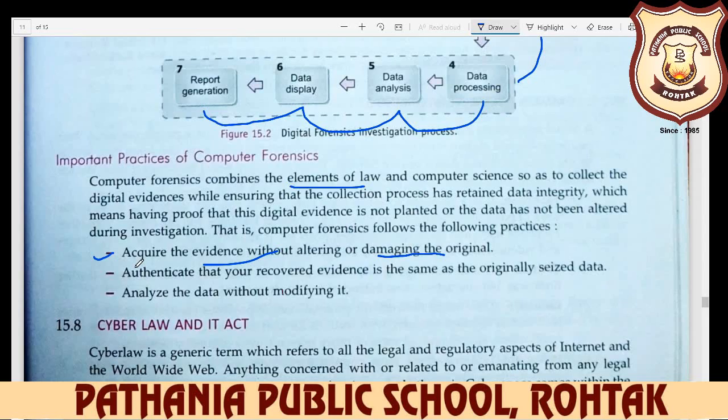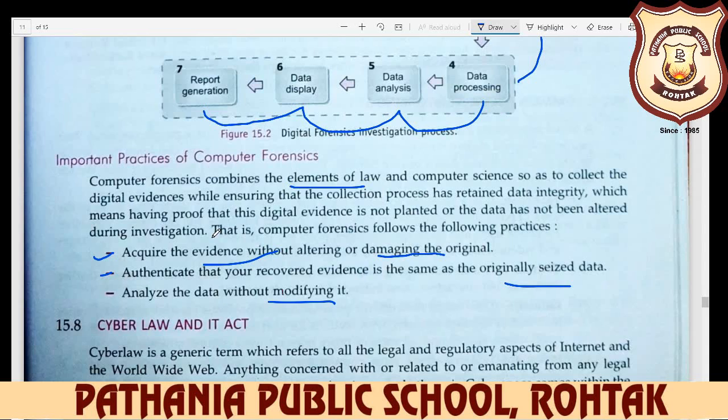Authenticate. Authentication is a very important point in cyber ethics. So authenticate that the recovered evidence is the same as the original data. The next step is to analyze the data without modifying it, without any changes or damage to the original data. You can do all these things in computer forensics.